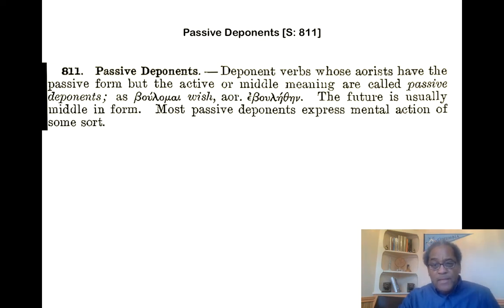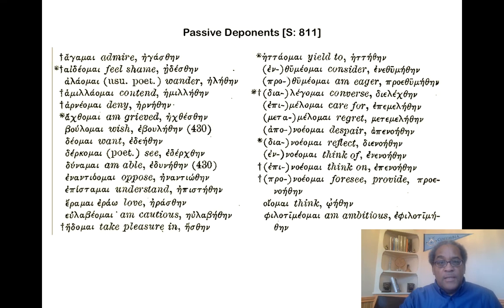Now, most of these passive deponents express mental action of some sort. So Smyth actually gives you a list of them, and we'll just go through these very quickly. Agamai, admire. Aidoumai, feel shame. Alaomai, wander. Hamillaomai, contend. Arneomai, deny. Achthomai, am grieved. Boulomai, wish. Deomai, want. Derkomai, see. Dynamai, am able.